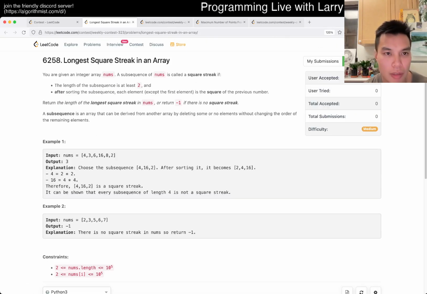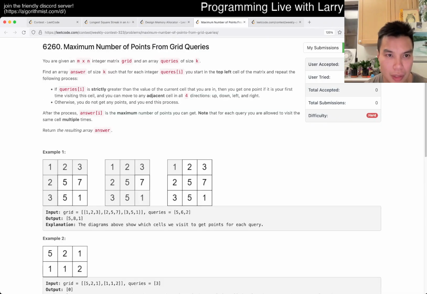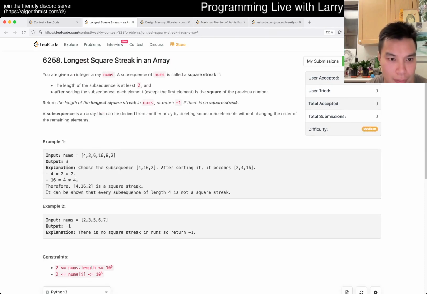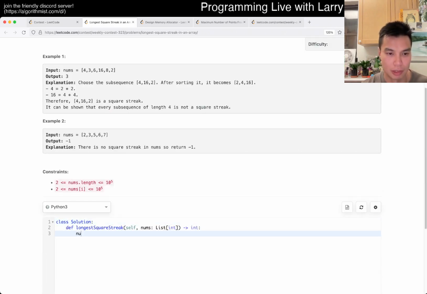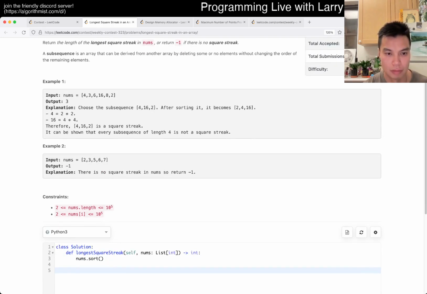Okay, let's go. Longest square streak in an array. Okay, fine. A subsequence of square streak, at least 2. After sorting, it's the square root of the, okay, so you have to sort it first. Return the length of the longest square streak, okay. Because it's a subsequence, I think you just sort it anyway, from the beginning. Maybe even reverse this if it is true.